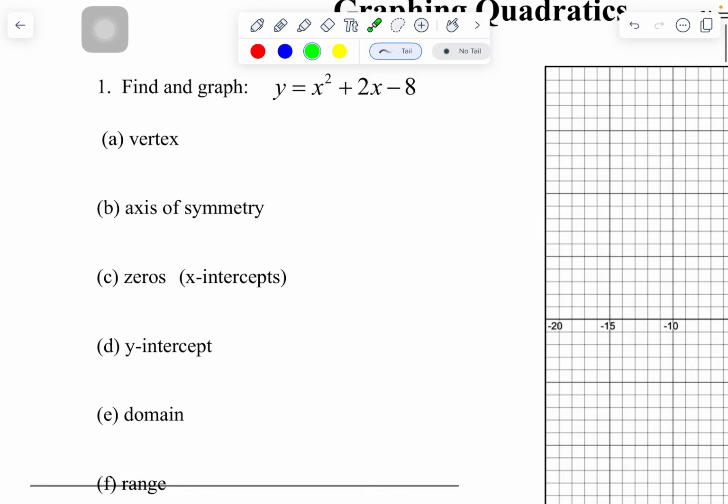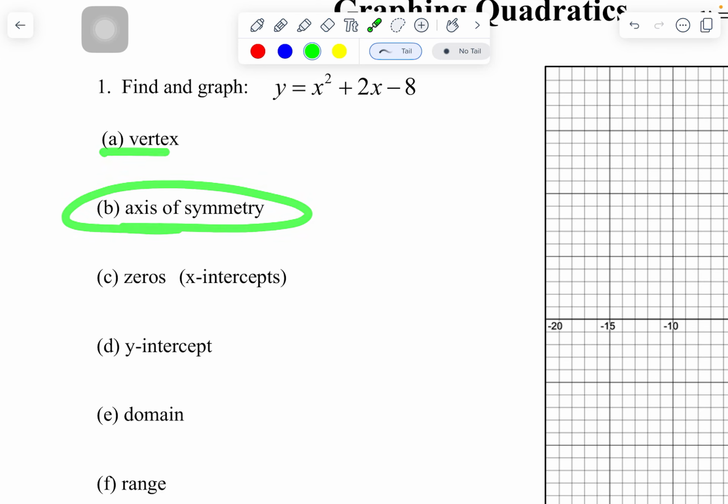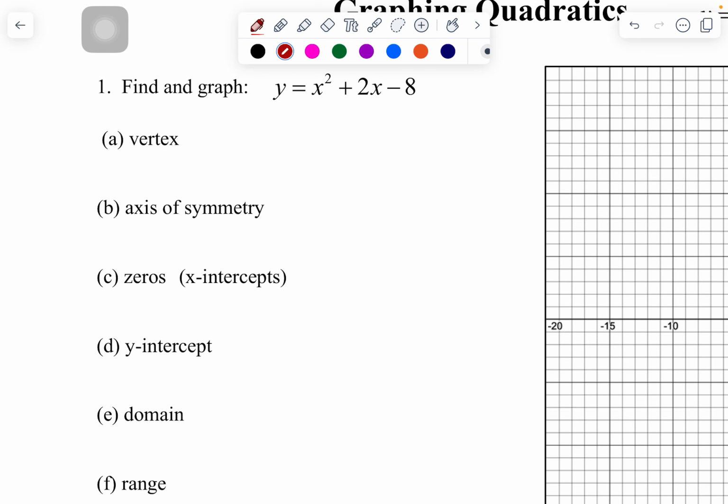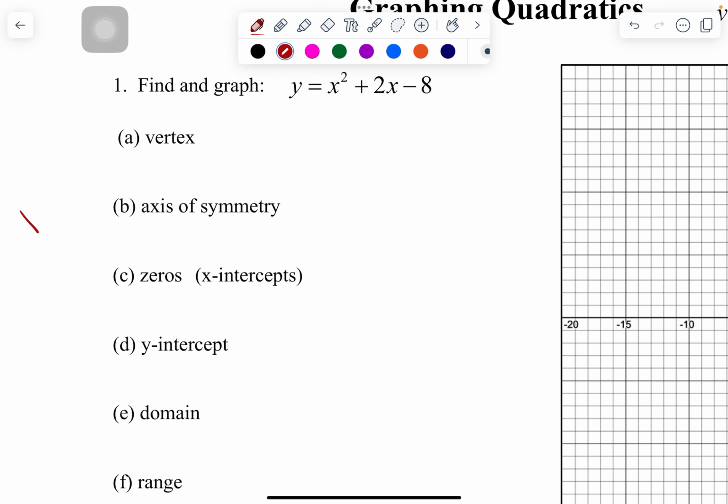So the first critical feature I'm going to look to find is actually not part A, it's going to be part B. And the axis of symmetry is a little equation here. You're going to find it by doing x equals the opposite of b over 2a. And the reason we care about the format that this equation is in is so that we can get this b and a value. So let's see what we got here.